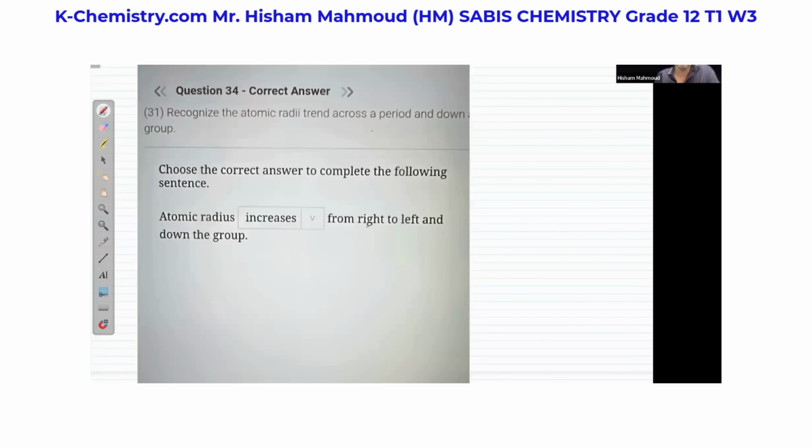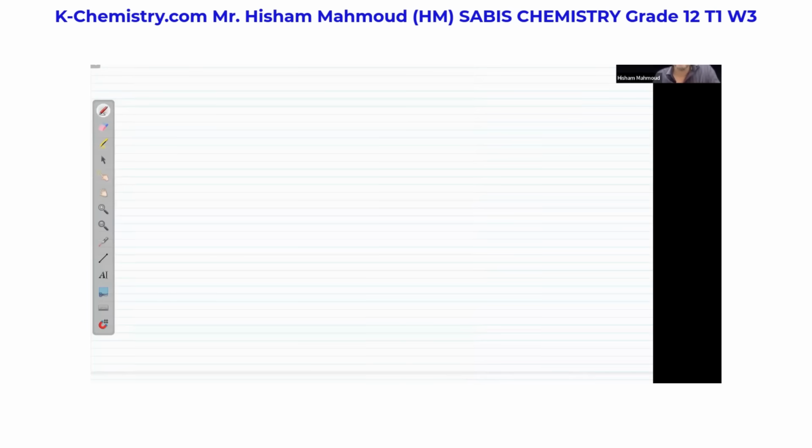Atomic radius increases from right to left and down the group. We already explained the trend, and that was our last question.